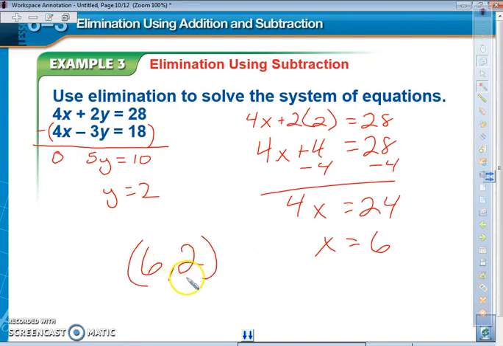And remember, you can go back and check this by putting a 6 in for X and a 2 in for Y and making sure that it comes up to a true statement. If you get a false statement or something that's wrong, it's not going to work.